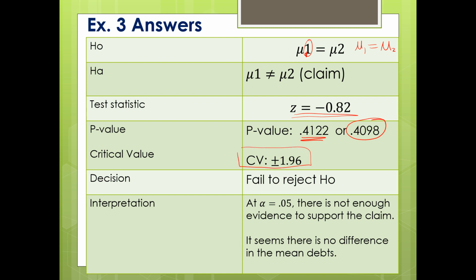Again, critical value was plus or minus 1.96, failed to reject, not enough evidence to support the claim. But I like adding this now in chapter 8, so I want us to take it a step further, where after we make our decision and we interpret it in terms of the claim, I want us to figure out what that means in the real world. So it doesn't seem like these two states had significantly different credit card debts. So now let's look at another example.